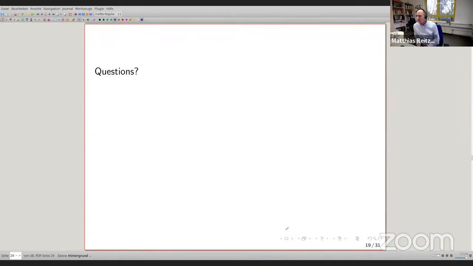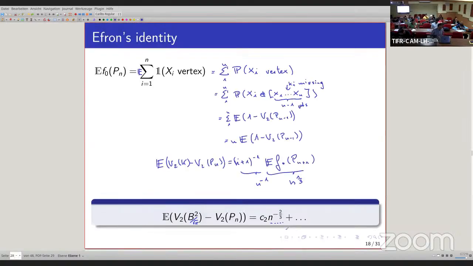Are there some questions? In the higher dimensional case, the only thing that will fail is the equality between the expected number of vertices and the expected number of edges. Sorry, say it once again. Efron's identity. So in this Efron's identity, it doesn't depend really upon dimension 2, except for the identity between the expected number of vertices and edges. That is the only place where dimension 2 is being used.